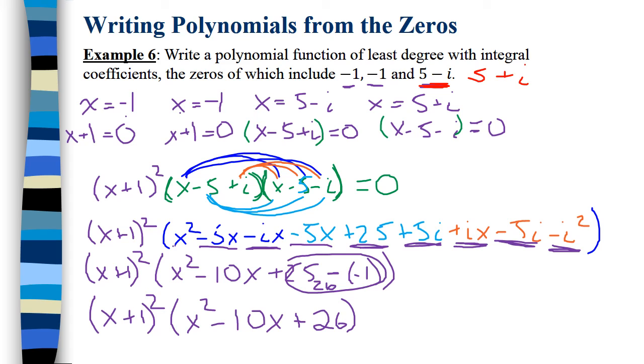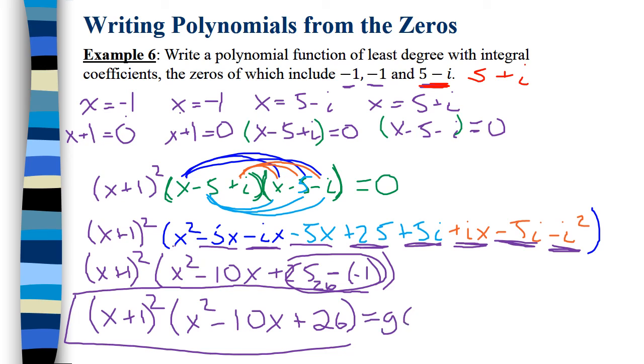Now this does not say that we have to write it in standard form, so we can just go ahead and leave this. So this equals a polynomial which we'll call g of x. You could call it f of x if you wanted to. And so there's your polynomial, because it does not say that we need to leave it in standard form, we can just leave it in factored form.